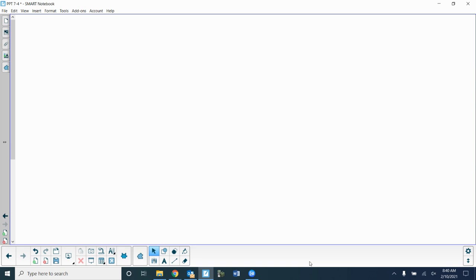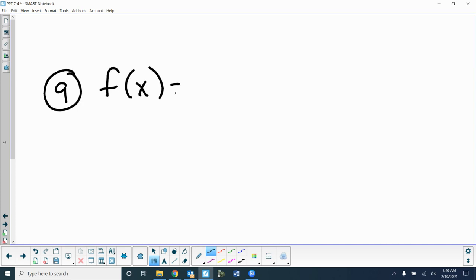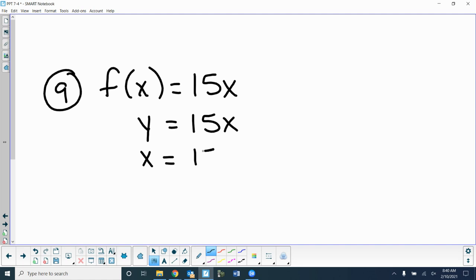Number 9, inverse. Okay, what's the inverse for number 9, Cade? X over 15. Right. All you have to do for inverses. Now remember, f of x we think of as y equals, right? You with me on that? So all we have to do to find the inverse is switch the x and the y. Okay? So this becomes x equals 15y.